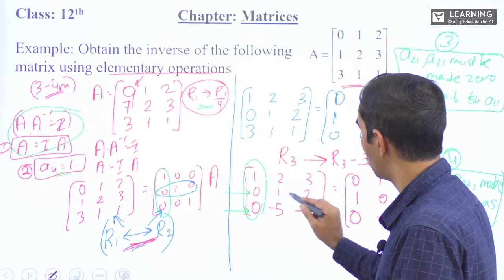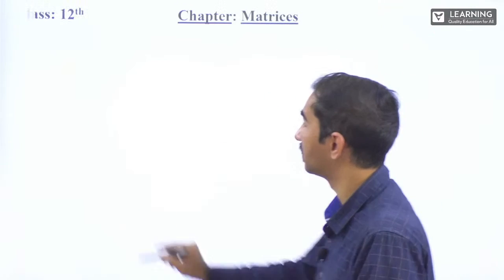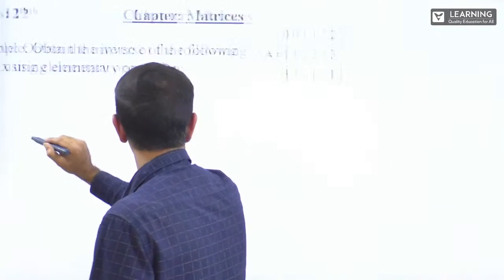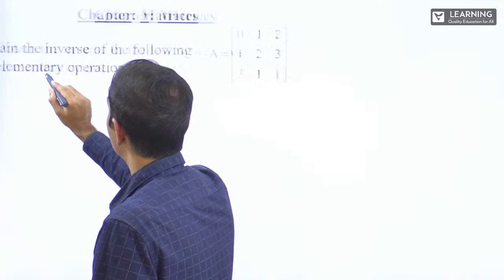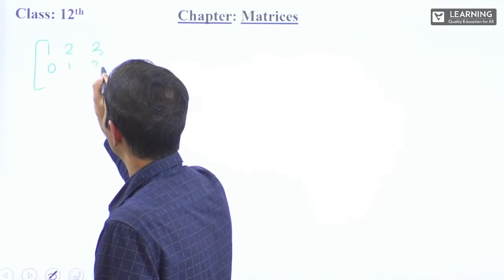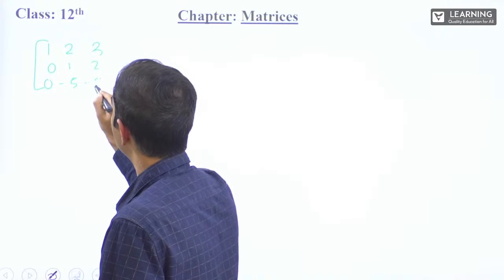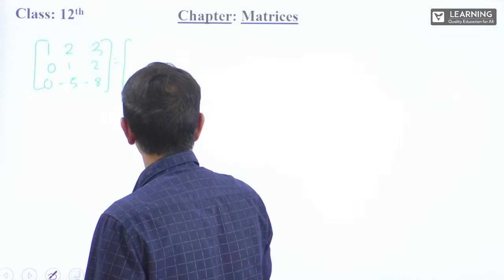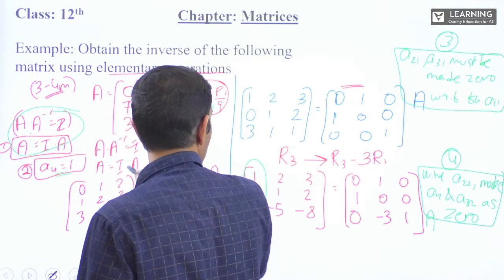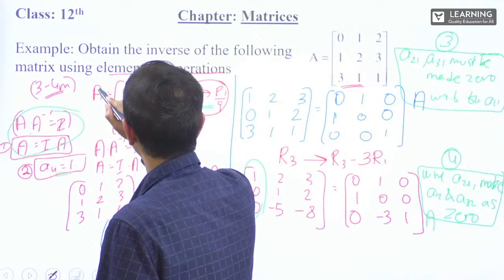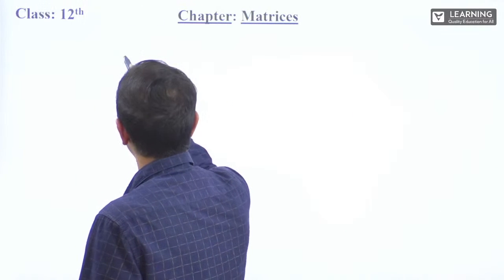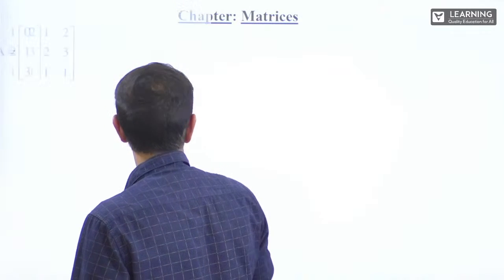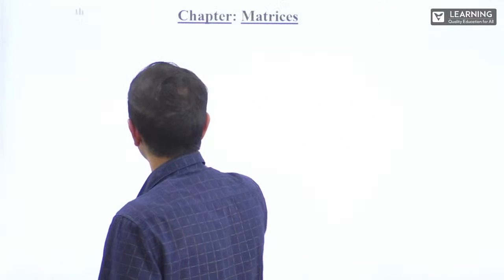1, 2, 3, 0, 1, 2, 0, minus 5, minus 8. Zero, 1, 0, 1, 0, 0. 0, minus 3 and 1.